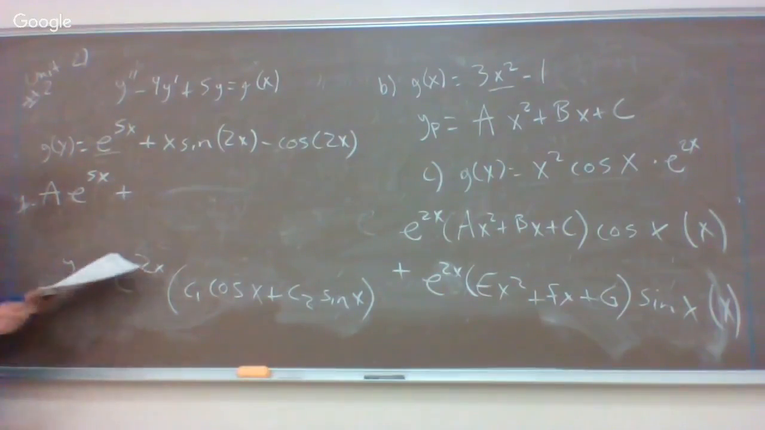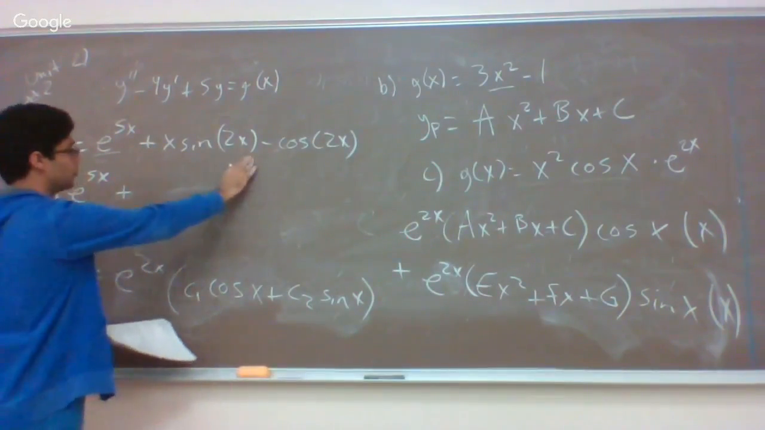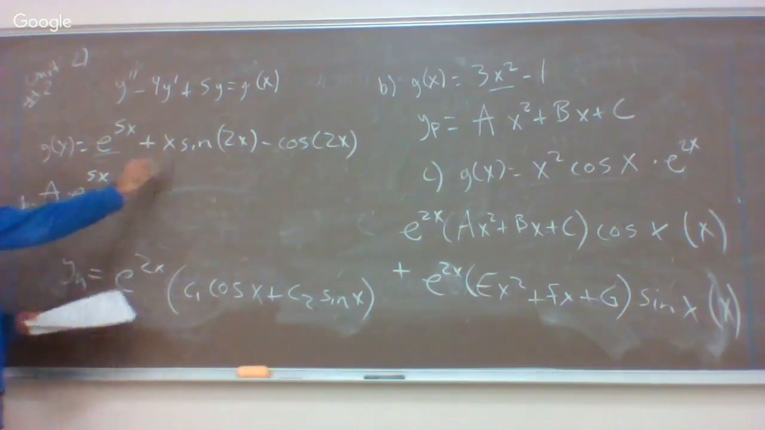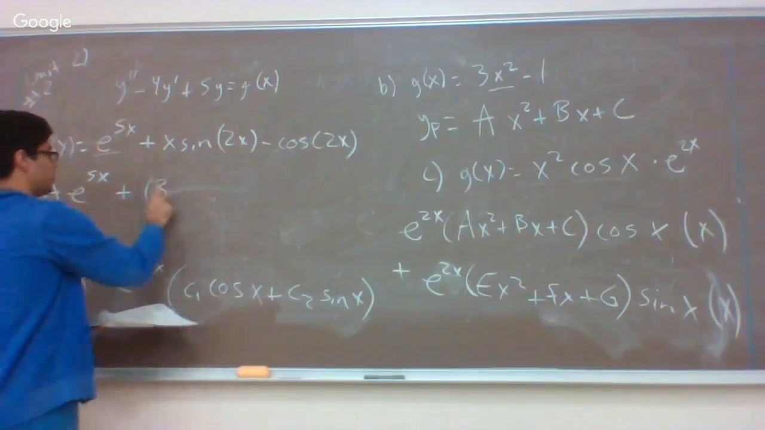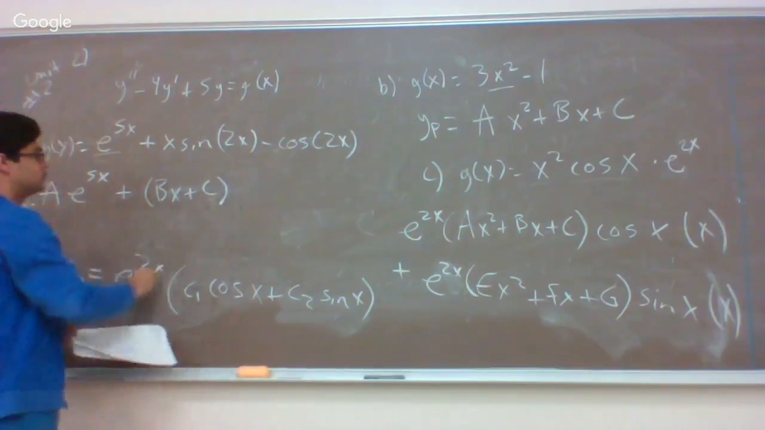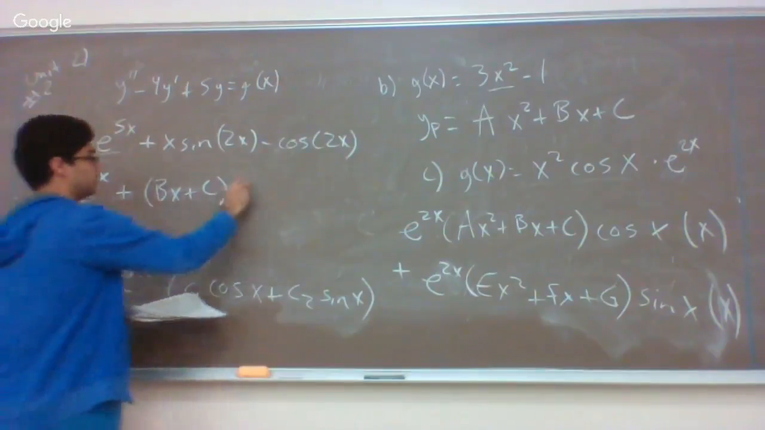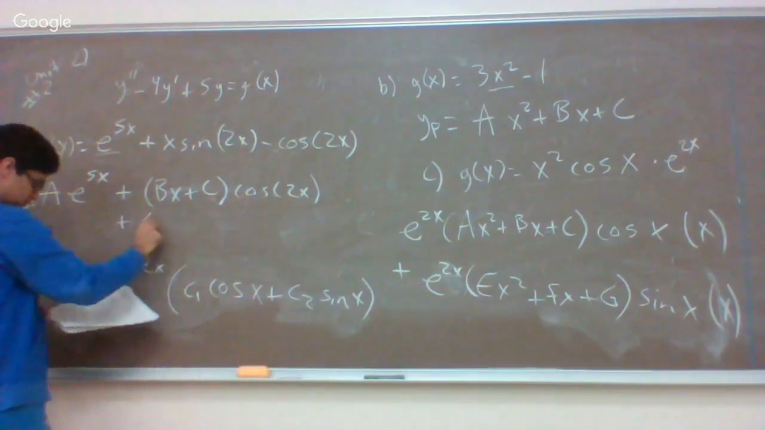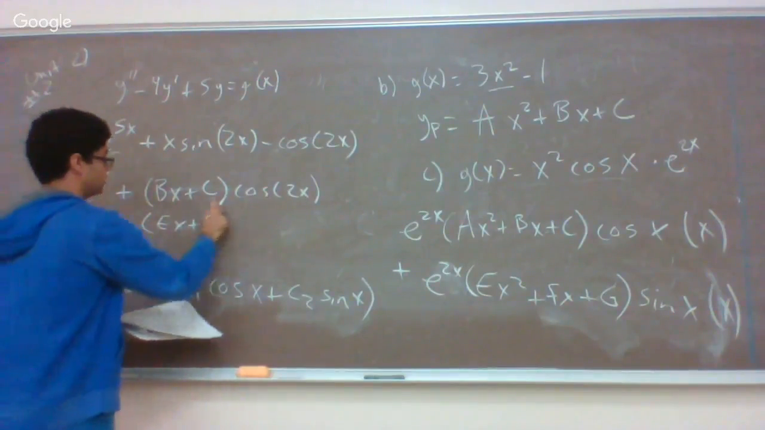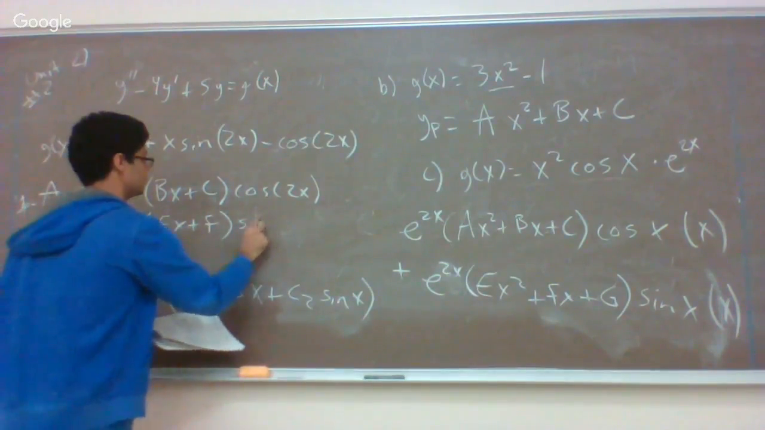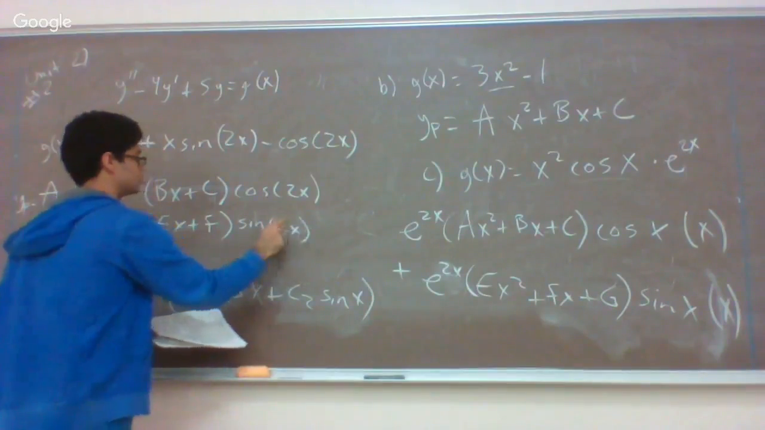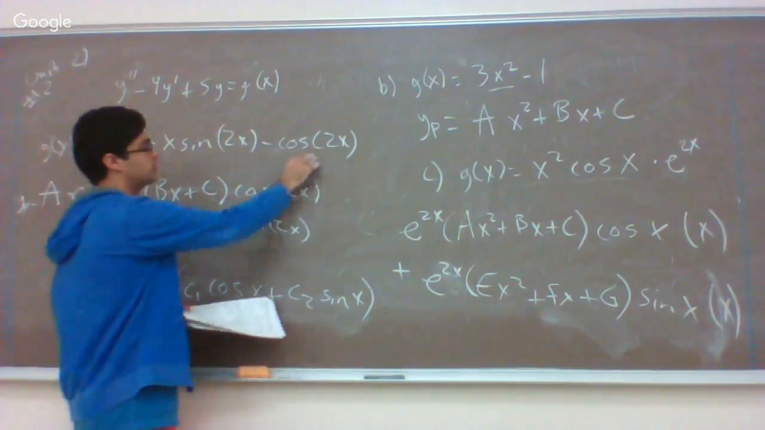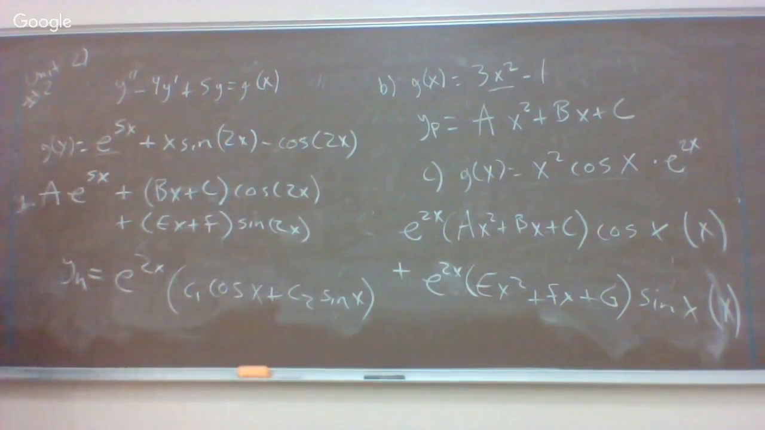So plus. Next component is a trig component. So I need two of those, cosine and sine. And I have an x here. So that means I need to multiply by bx plus c, same degree on the polynomial, times cosine of 2x, or whichever one you want to do first, plus dx plus f times sine of 2x. Okay. And then if we go to the third one, it's the same 2x inside the cosine.